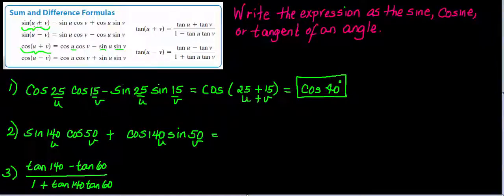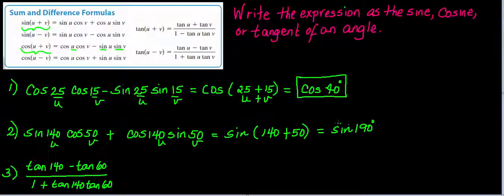So I'm going to use this one, work it backwards. They gave me this long expression. I'm going to take it to here. So this will equal sine of u plus v. In this case, u is 140 plus v, which is 50. And you get sine of 190 degrees. And that's your final answer, okay?